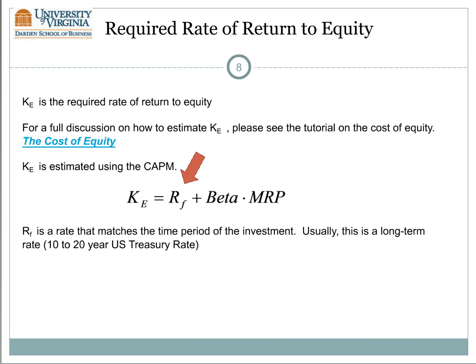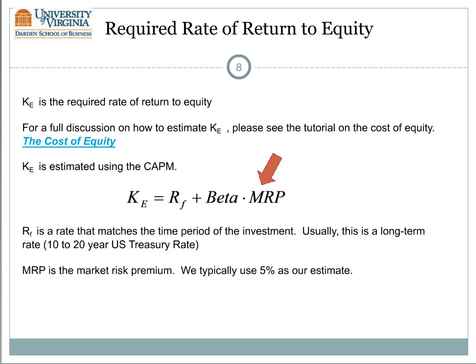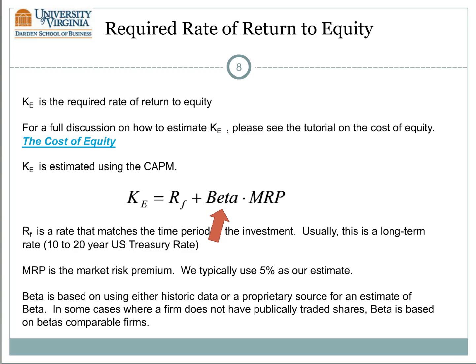We want a risk-free rate that matches the maturity of the investment. Usually this is a long-term rate, 10 or 20 years. The market risk premium we will use is 5%. Beta is based on using either historic data or a proprietary source for an estimate of beta. In some cases, a firm is not publicly traded and neither historic data nor proprietary source is available. In this case, we will use beta estimates for comparable firms.